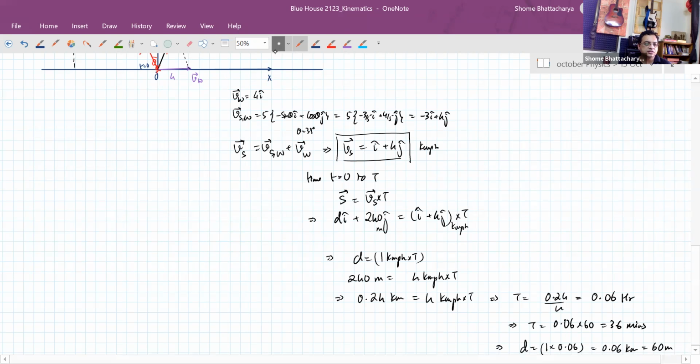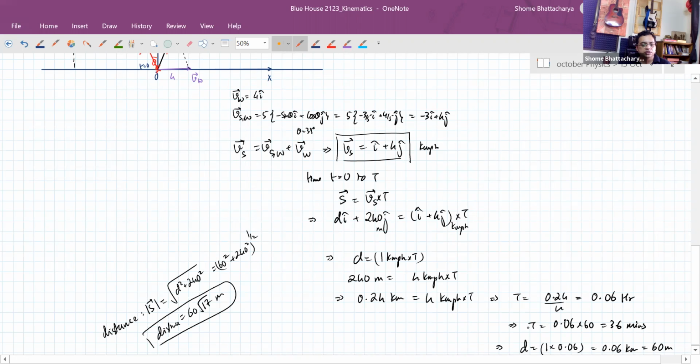So the actual distance he's swimming, in this case, will be the magnitude of the displacement. This will be the distance. And this will be the time in which he covers it.